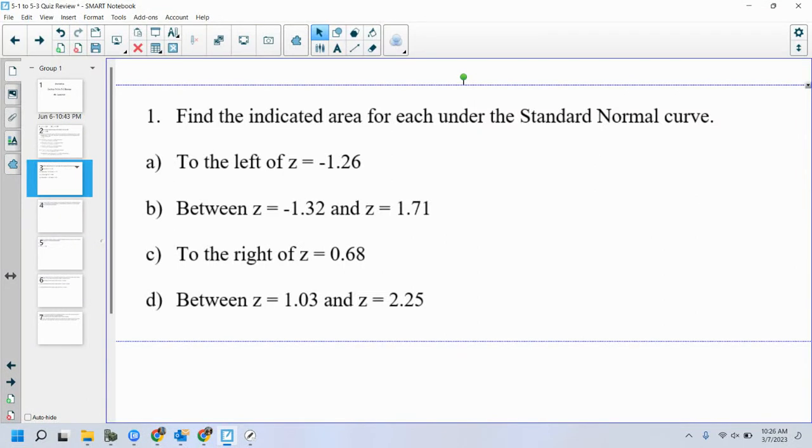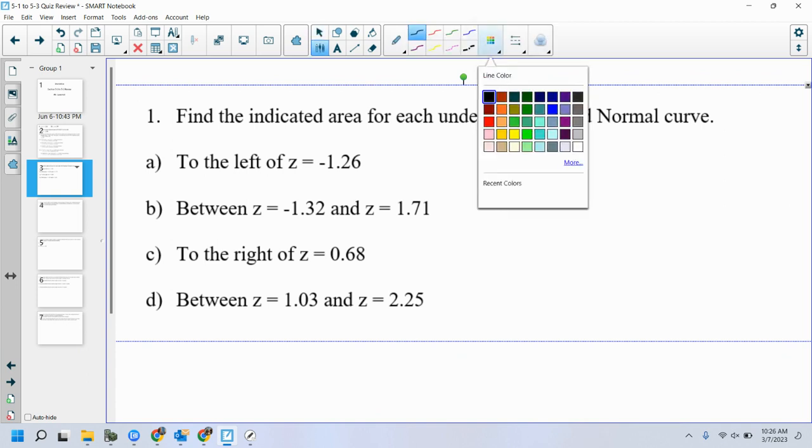And we're back. So here is the 5-1 and 5-3 quiz review. Please stop me and ask questions if you need to. I find this stuff relatively simple, but I know some of you guys might not. So please, if you're like, whoa, where'd you get that number? Please stop me and say, like, whoa, explain that.